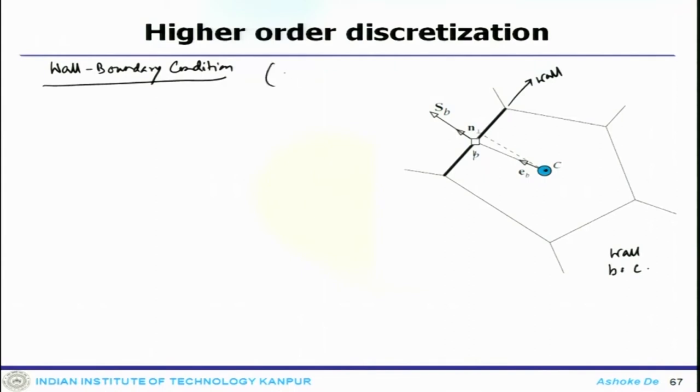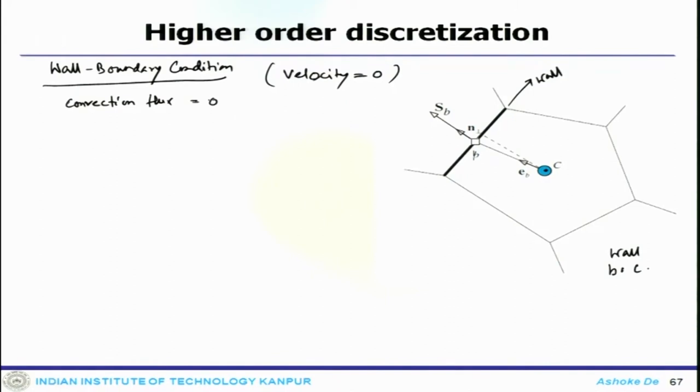The wall boundary condition, actually the no slip boundary condition, says the velocity components at the wall would be 0. That means whatever velocity components, if it is a multidimensional system, you have u, v, w, they would be 0. So, as such, this will lead to the convection flux being 0, and that does not appear in the algebraic equation.